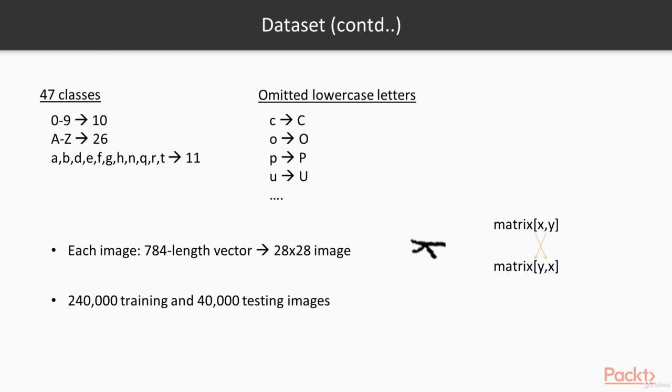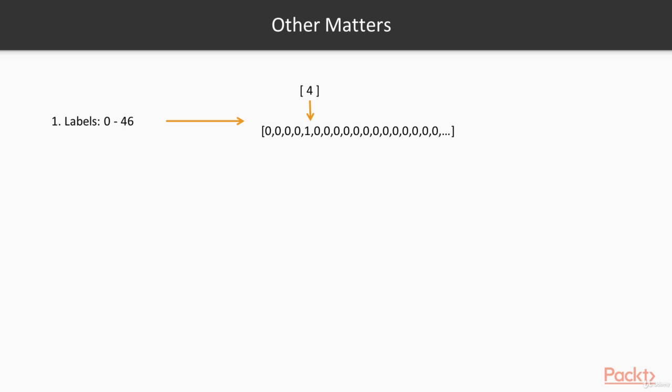Finally, the dataset will consist of 240,000 training and 40,000 testing samples. The labels provided are numbers between 0 and 46, corresponding to the class they belong to. And at first, we have to transform it into a one-hot vector, which means a vector of zeros with a 1 in the corresponding position according to the label.